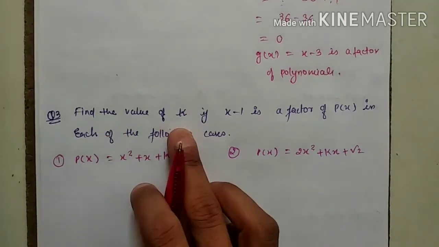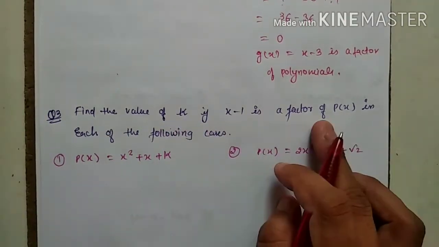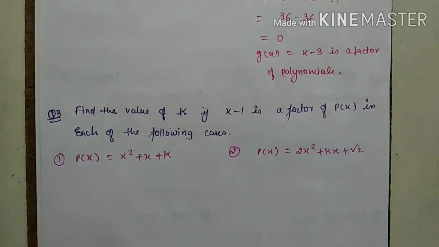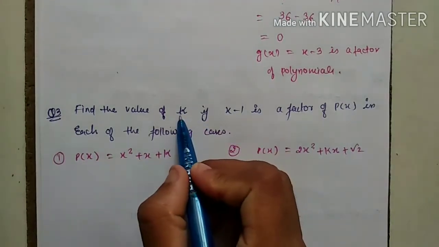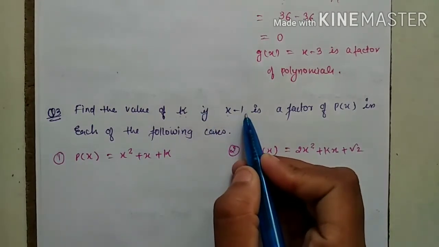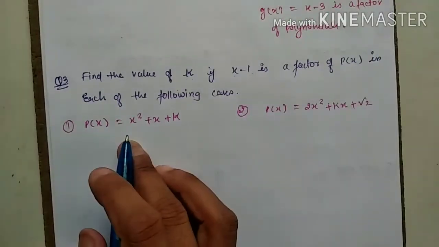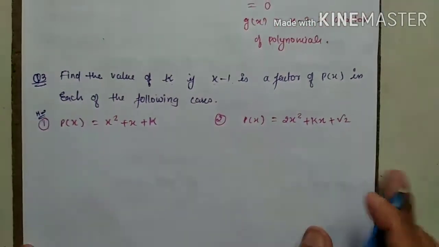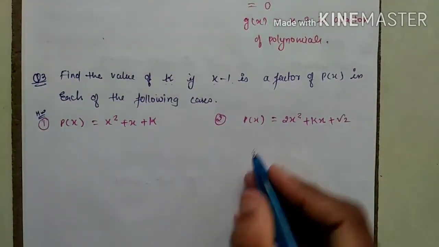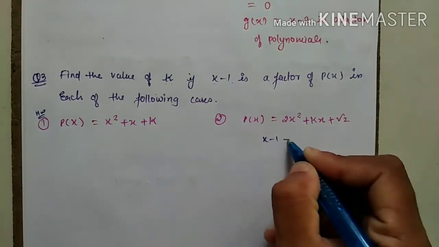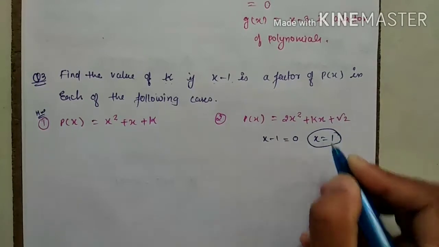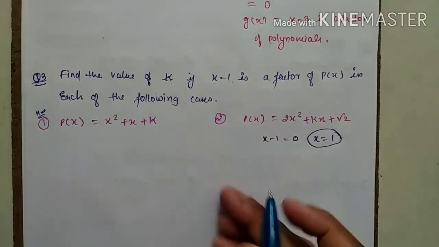Find the value of k if x minus 1 is a factor of p of x in each of the following cases. Again, understand the words. I have to find the value of k by putting x minus 1. I am taking this question and giving you this question as homework. I am solving this question. Just see here. This is my polynomial. I have to put x minus 1 equals what? 0. So x equals what will I get? 1. This 1 I have to put in this equation.